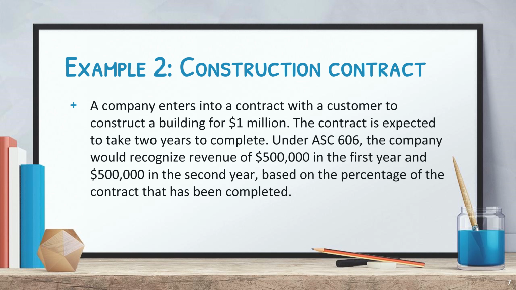Example 2. Construction contract. A company enters into a contract with a customer to construct a building for $1 million. The contract is expected to take 2 years to complete. Under ASC 606, the company would recognize revenue of $500,000 in the first year and $500,000 in the second year, based on the percentage of the contract that has been completed.